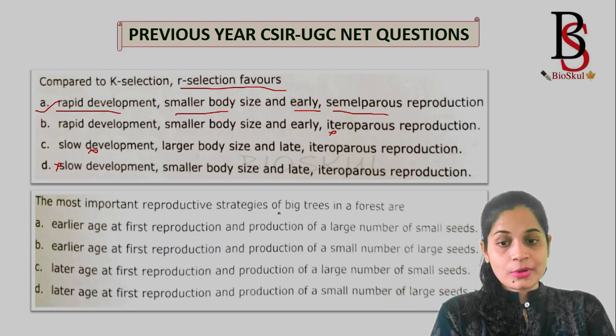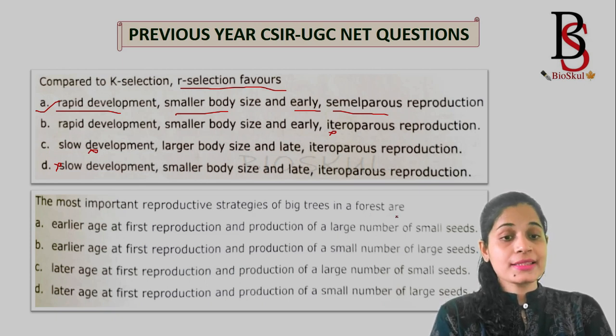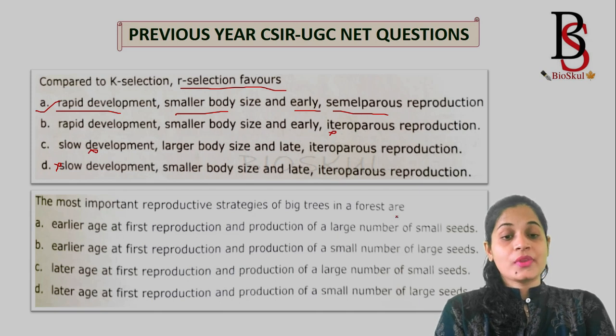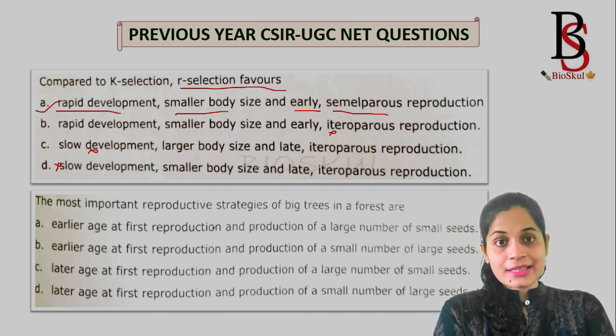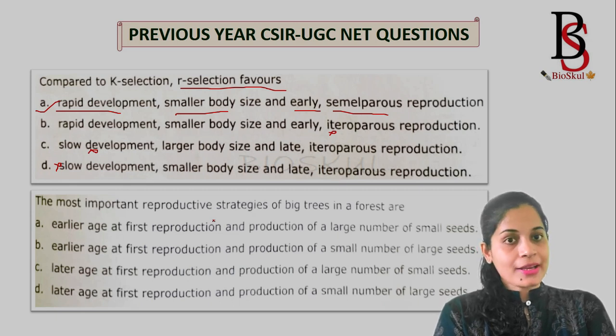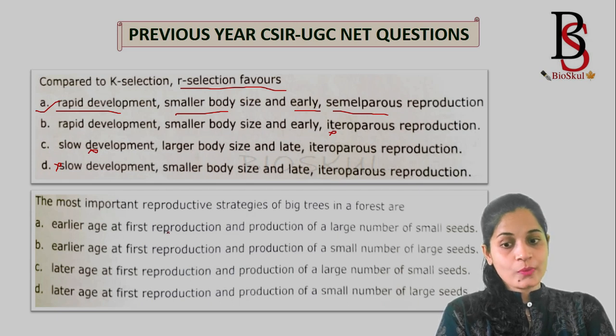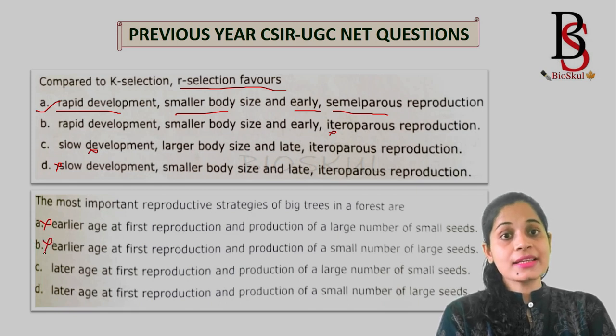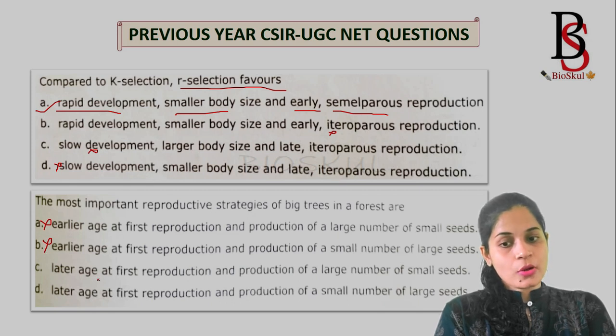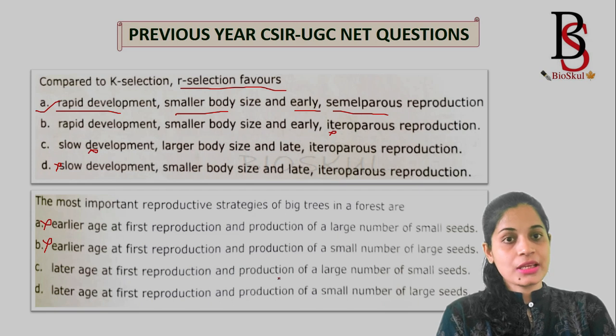Let's see question number 2. The most important reproductive strategies of big trees in a forest are, okay, so are big trees R selected or K selected? They are K selected. So let's see what the options are and find out which one is correct. Option A, earlier stage at first reproduction. No, this one is wrong, because in K selected species, reproduction is at later stages of their life. So this one is wrong, and option B is also wrong. So the correct answer is either option C or option D.